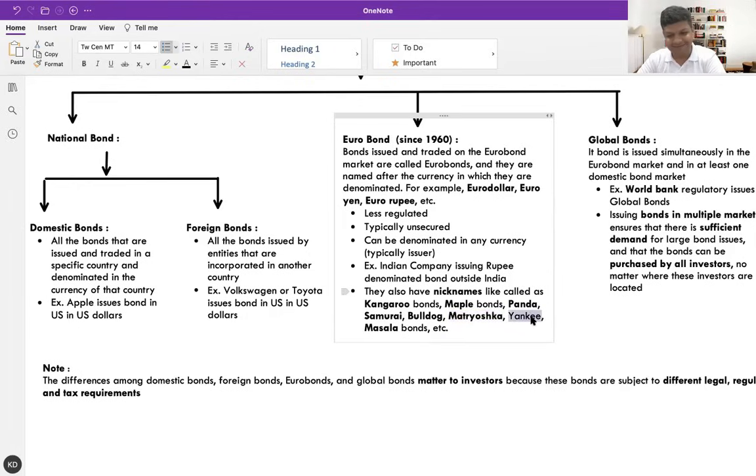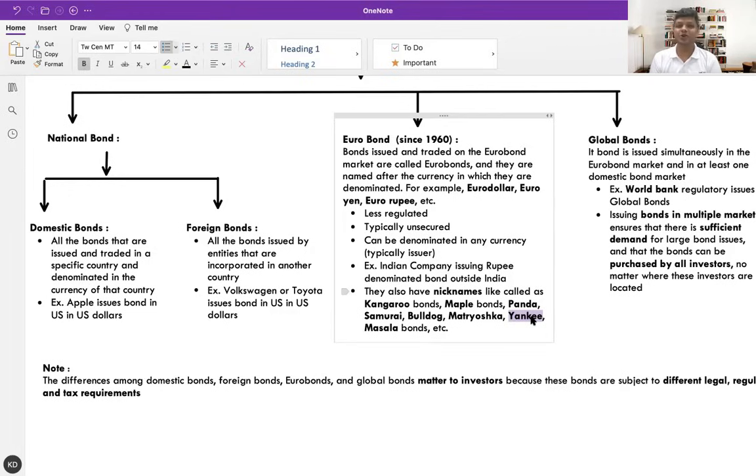Yankee, very famous. Yankee bonds. US bonds issued outside the US are also called Yankee bonds. Why Yankee? What is Yankee? The NY Yankees, their famous baseball team. Are you getting it? So that's how these are named. Now, Euro bonds.